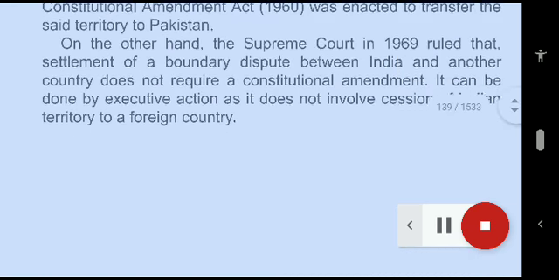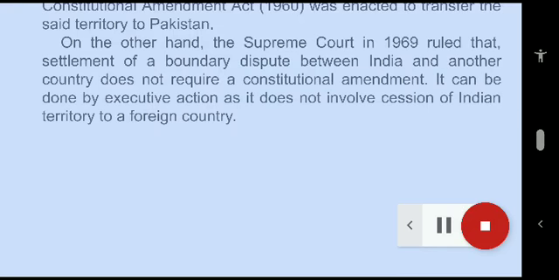On the other hand, the Supreme Court in 1969 ruled that settlement of a boundary dispute between India and another country does not require a constitutional amendment. It can be done by executive action as it does not involve cession of Indian territory to a foreign country.